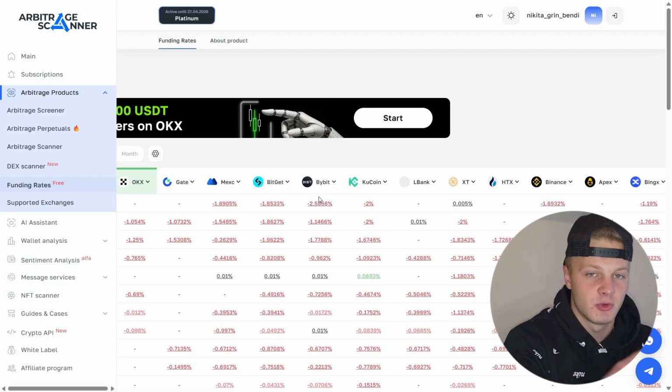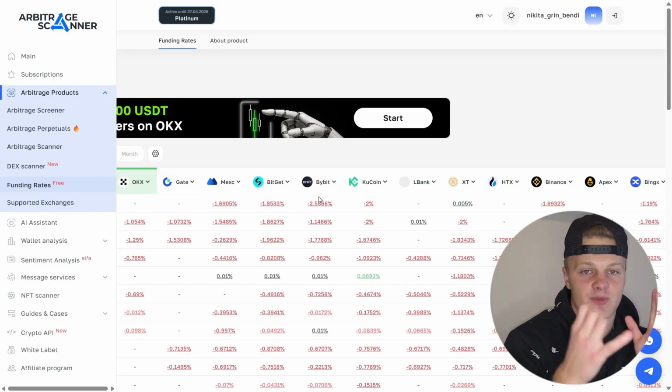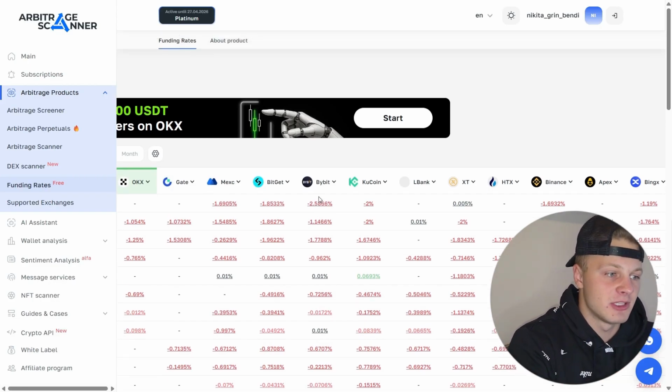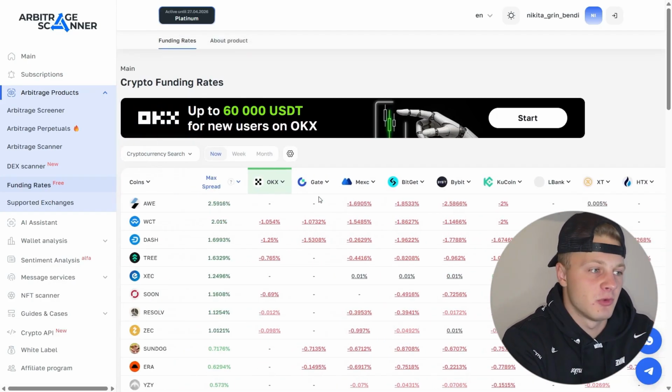So we're going against the crowd, and for that, the exchange pays us funding. Every 8 hours, sometimes more often, depending on the market situation, the exchange pays us funding. This is how you can passively earn from crypto arbitrage.